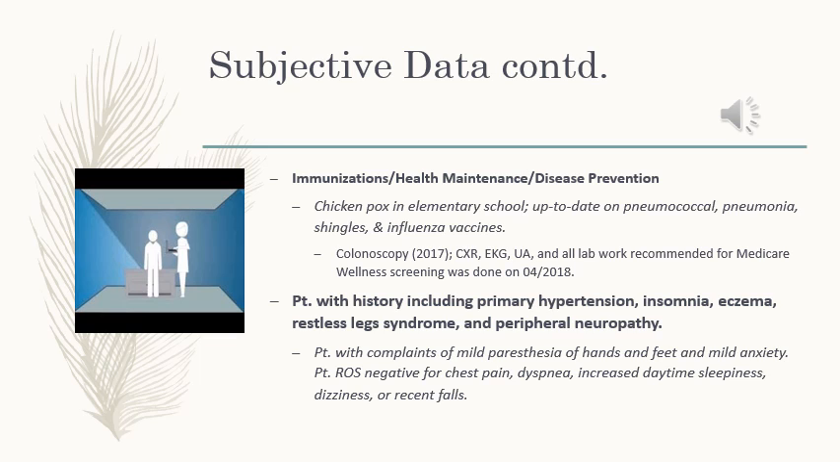He did have a pertinent history of primary hypertension, insomnia. He had some eczema, and we later found out that that was probably from his zolpidem and ropinirole. It's pretty common. He had restless leg syndrome and then peripheral neuropathy, probably from his high blood pressure. He came in with complaints of mild paresthesia to his hands and feet, and he also had some mild anxiety.